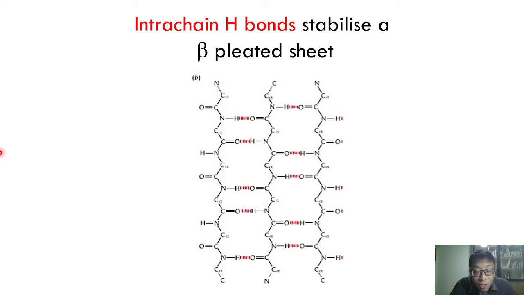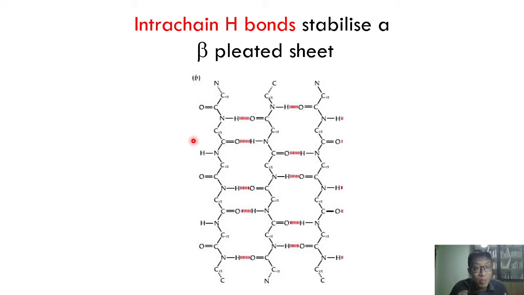Again, another diagram just showing you the formation of the hydrogen bonds between amino acids found on the adjacent beta strands. Focus on the word intra-chain, right? So again, we are looking at secondary structure, so it's formed within one polypeptide chain. So when we say hydrogen bonds between adjacent beta strands, these are not adjacent polypeptides. It's the same polypeptide, just adjacent segments of the same polypeptide that form adjacent beta strands, right?